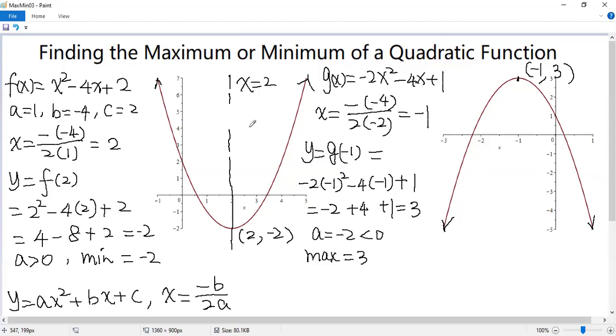Let's summarize. If we are given a standard form, then the coordinates of the vertex are (negative b over 2a) and f at negative b over 2a. When a is greater than 0, it has a minimum. When a is less than 0, it has a maximum.